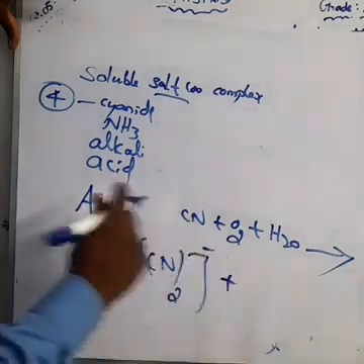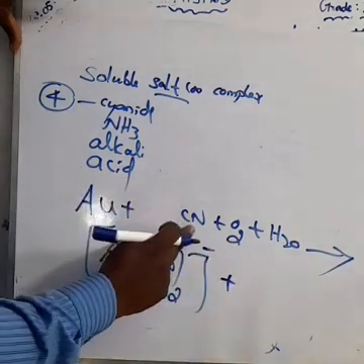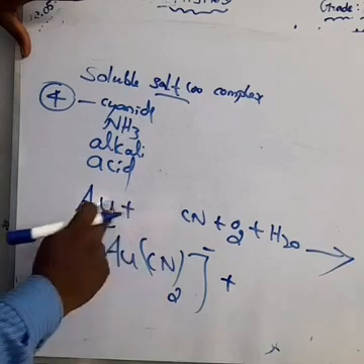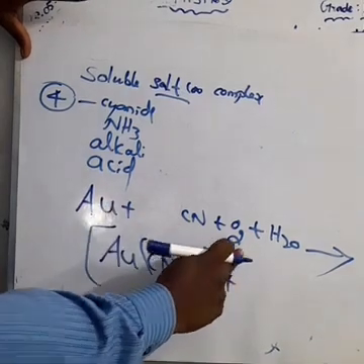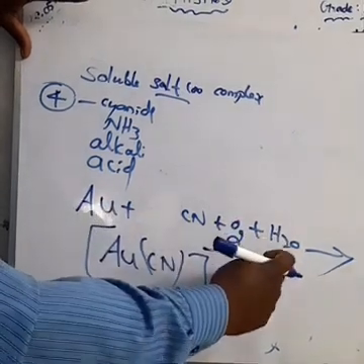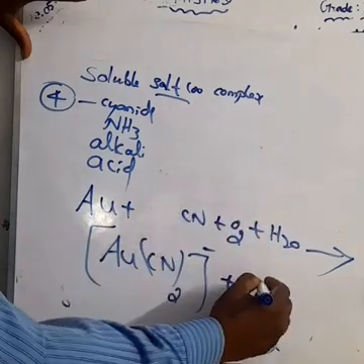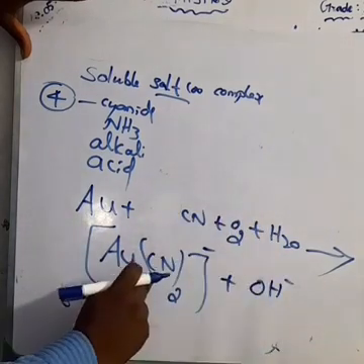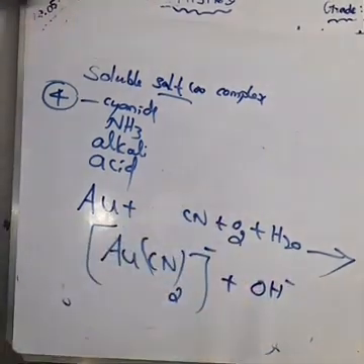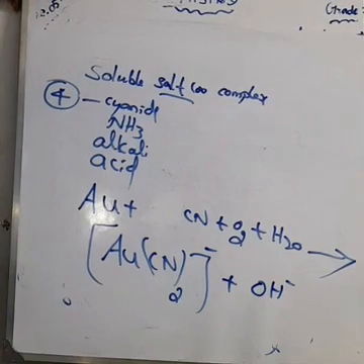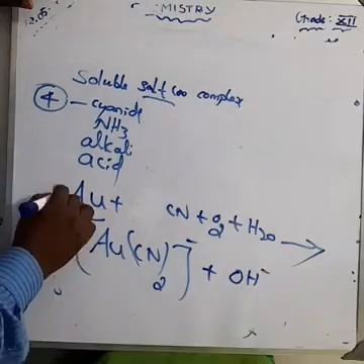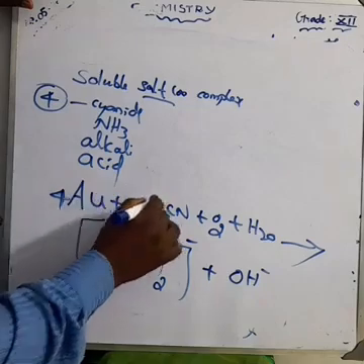Can you write the equation? Gold reacts with cyanide ion in the presence of oxygen plus water to give the complex, and we also get hydroxide, OH minus. Try to balance the equation. Don't forget to balance the equation. Write the equation.